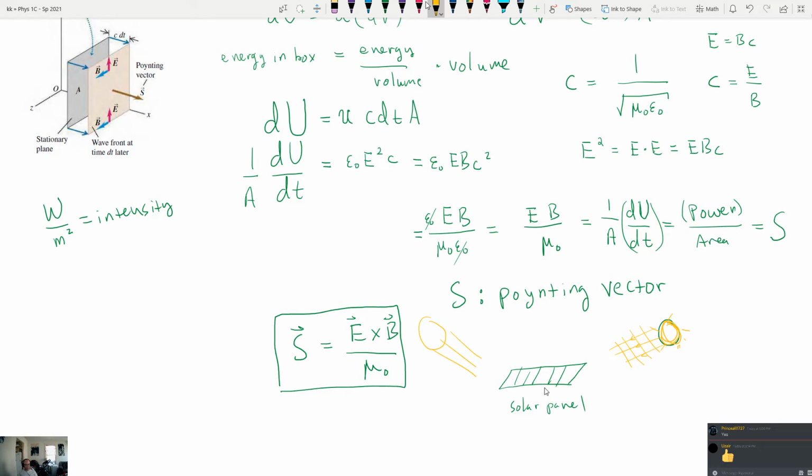Would everyone agree with that? Yeah. If you can get it so it faces the sun, it's going to be way more efficient. So that's kind of what the Poynting vector is.